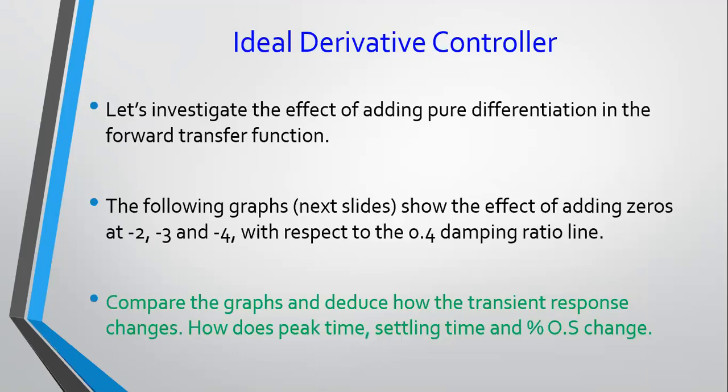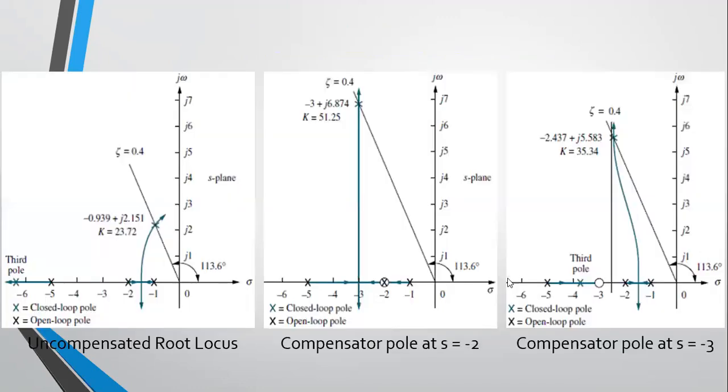Now, since we know we're going to add a pure differentiator as part of your control design, let's investigate the effect of adding pure differentiation in the forward transfer function. So if we do that, we're adding different zeros, at -2, -3, -4. So basically here your control is s+2, this one is s+3 and s+4. Okay. So if you do that, you can see this was your original root locus and your intersection which we got earlier. Like we said earlier, keep in mind that this real value here is going to lead to a settling time which is 4 over this value, and this imaginary part is going to lead to a peak time which is pi over this value.